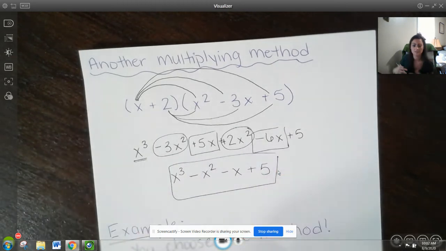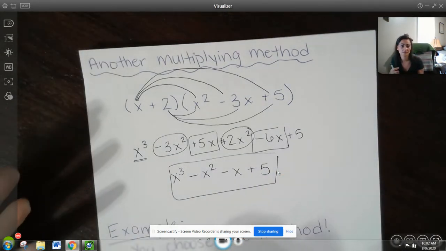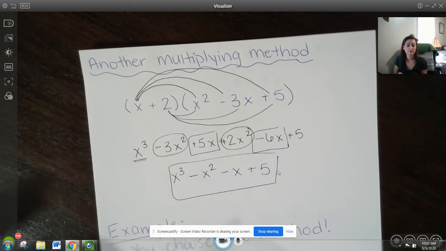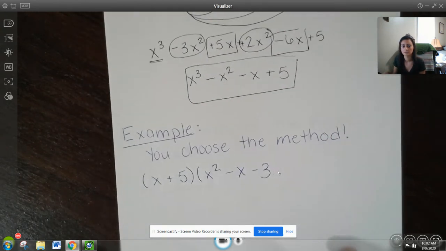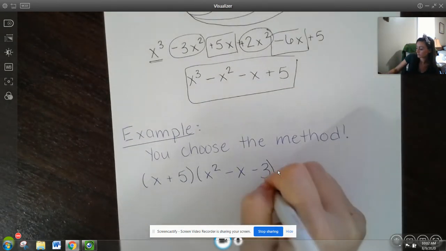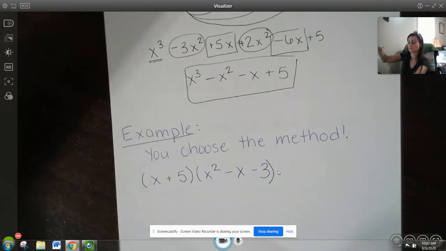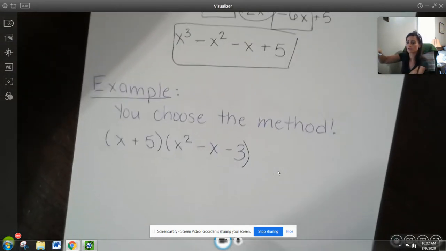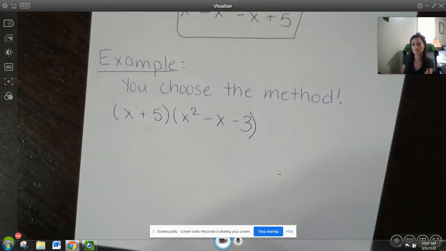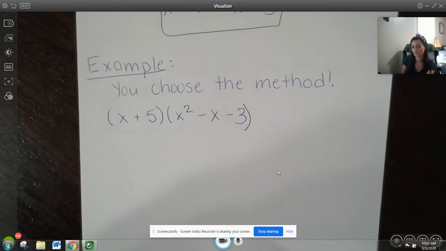So again, the exact same answer, different method. At this point, now that we're in Math 2, you are welcome to do any method that you choose. So, here's an example. You can either do distribution or the box method, whichever you prefer. And I'm going to just pause a second so you can pause the video and then come back and check your answer.